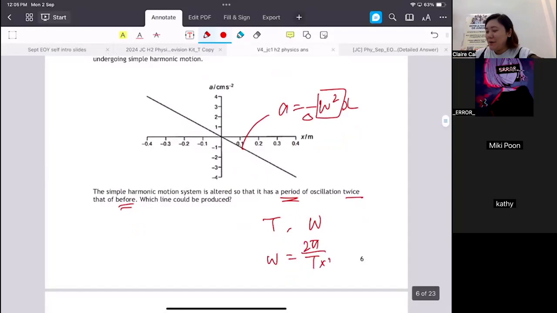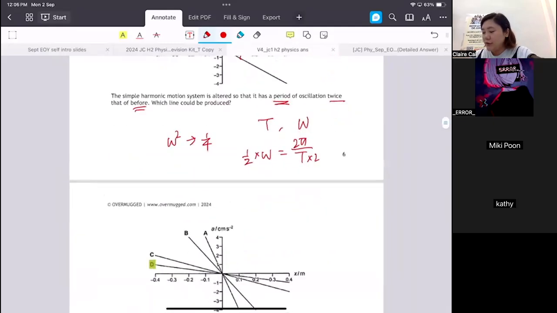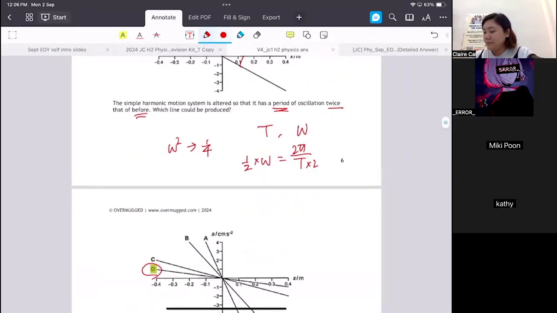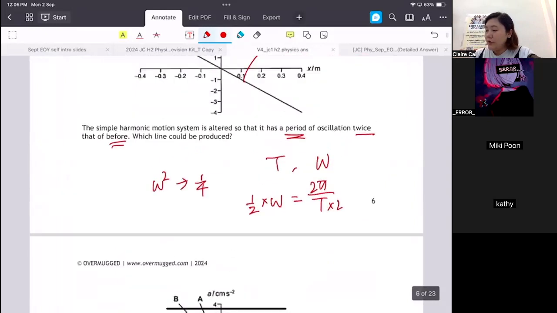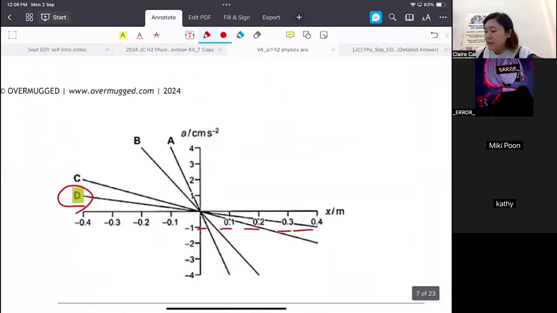So that's why, if your period doubles, your omega will be half. If omega is half, then omega squared becomes 1/4. That means for this graph, the shape will be the same, but the gradient becomes 1/4. Looking at your answers, which one gives you 1/4? The answer is D. If you look at the last value, instead of -4, now it is only -1, so it becomes 1/4.